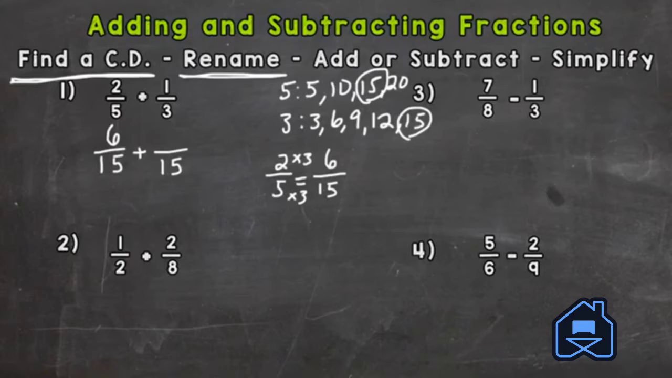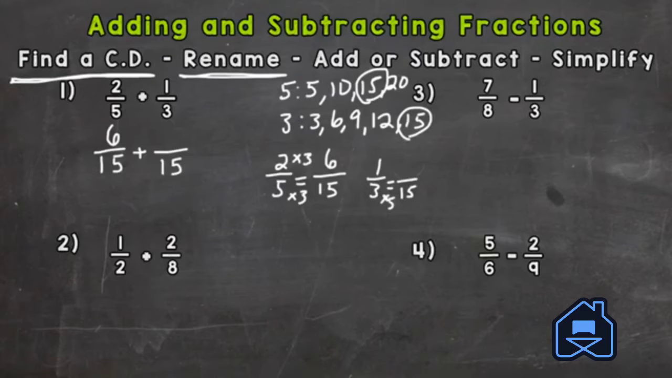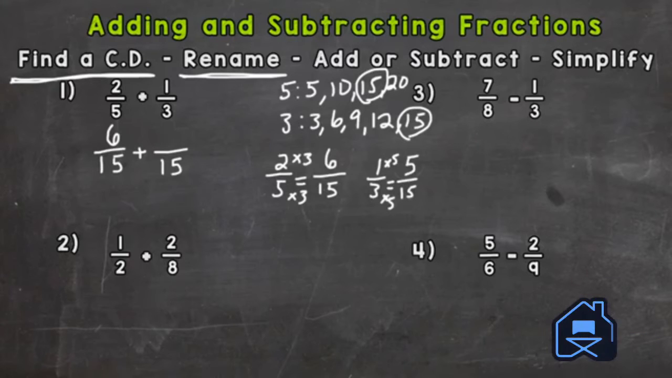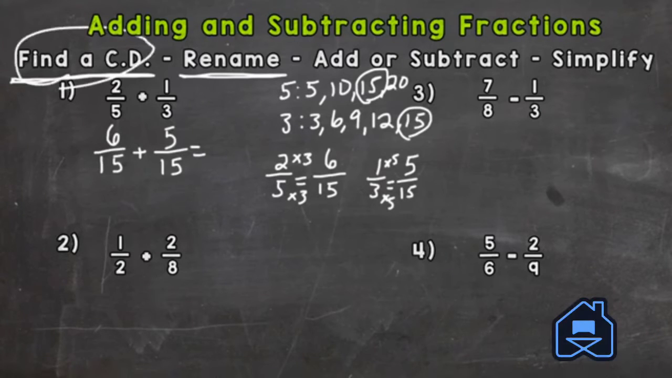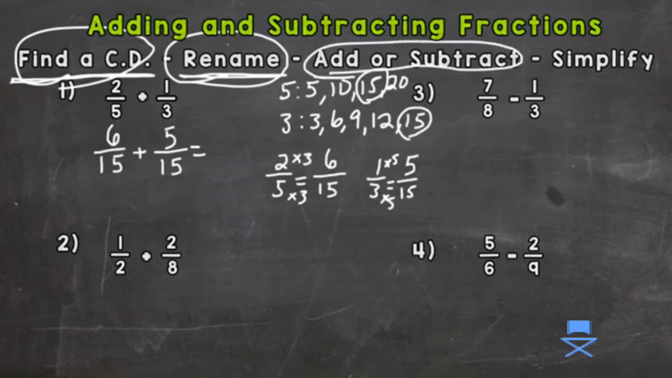Now we need to do 1/3. So 1/3 equals how many 15ths? Well, 3 times 5 is 15, so we need to do that same thing to the top. 1 times 5 is 5. So this is going to be 5/15. So now we found our common denominator here. We renamed with that common denominator. Now we're ready to add or subtract.